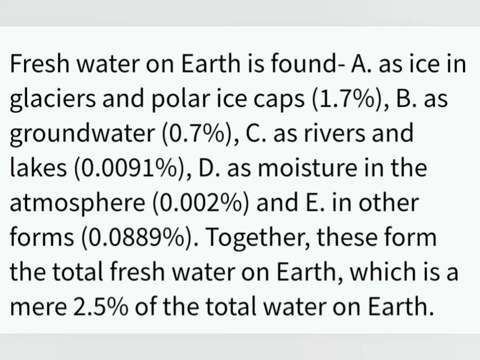0.0091%, D as moisture in the atmosphere 0.002%, and E in other forms, that is 0.0889%. Together these form the total fresh water on earth, which is a mere 2.5% of the total water on earth.